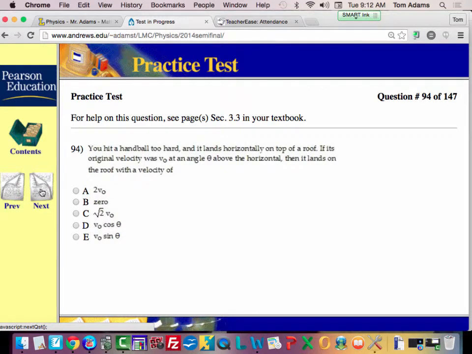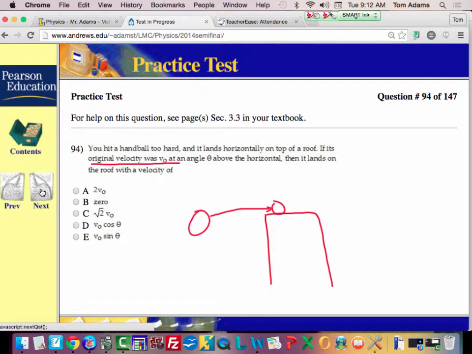For problem number 94, it says you hit a handball too hard, and it lands horizontally on top of a roof. Okay, so I hit a handball too hard, and it lands horizontally on a roof. Right there. And its original velocity v naught at an angle of theta above the horizon, then it lands on the roof with a velocity of something.